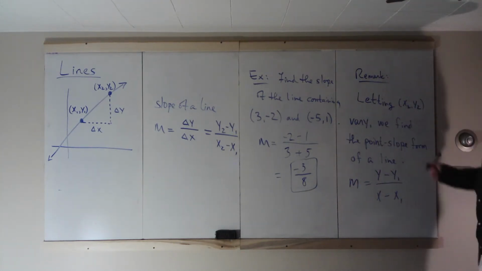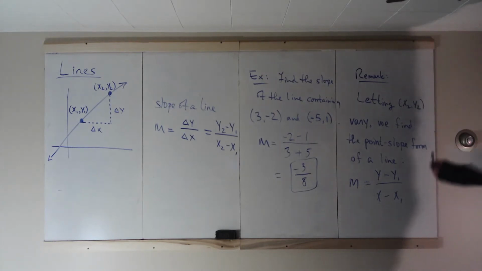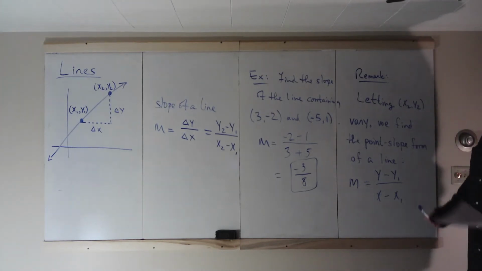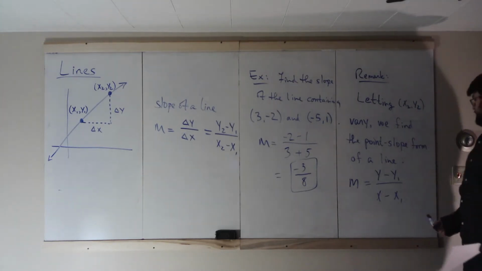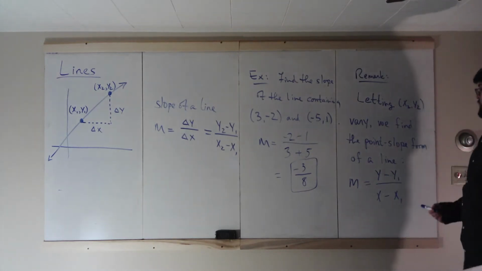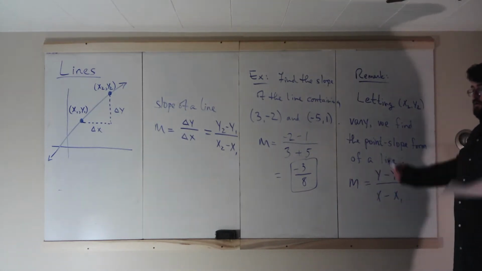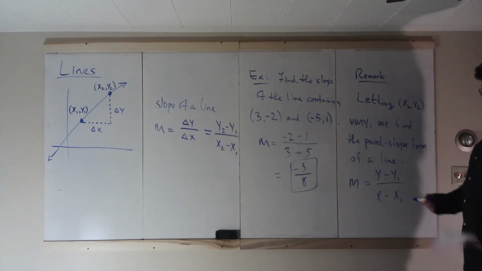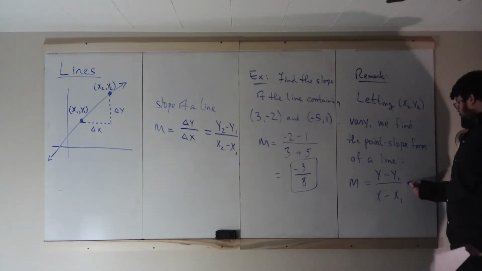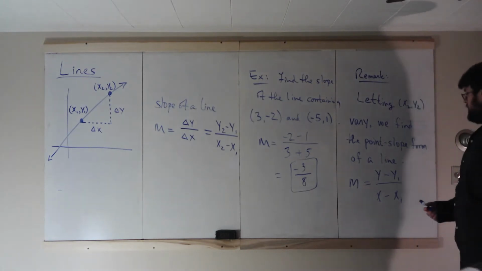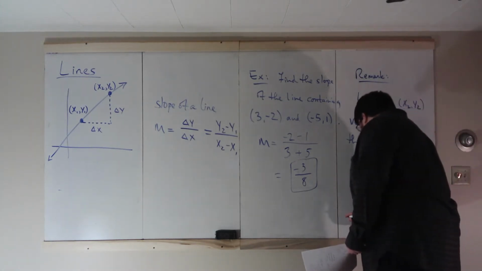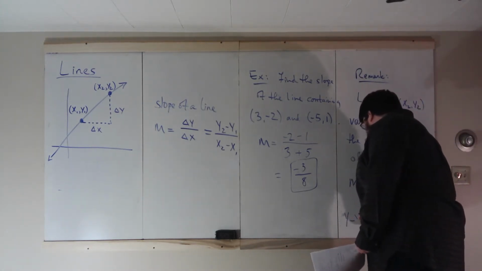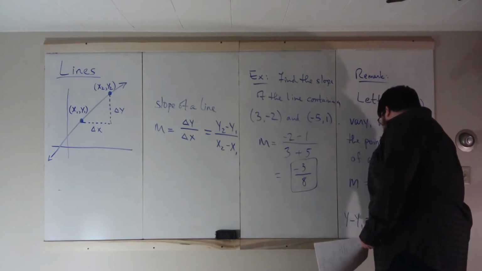I'm calling this the point-slope form of the line, but the way it is technically written is not the point-slope form of the line. The point-slope form of the line is this equation written in a single line, meaning get rid of this fraction. So multiply both sides by this fraction to get rid of the fraction, and it gives us what you are more familiar with as the point-slope form of the line.